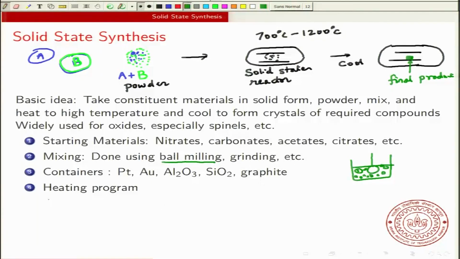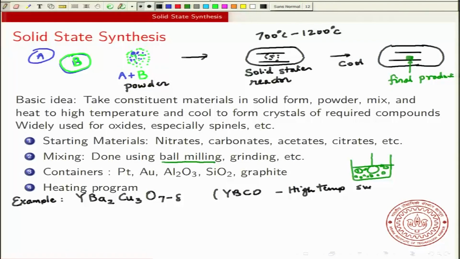Suppose you want to look at the synthesis of, so this is an example, you want to synthesize yttrium barium copper oxide, YBa2Cu3O7-delta. Yttrium barium cuprate is commonly called YBCO. This is a high temperature superconductor. It has a Tc of around 90 Kelvin, and this was the first superconductor that was superconducting above liquid nitrogen temperature. It is superconducting below 90 Kelvin, so if you use liquid nitrogen, you can see this will become a superconductor.